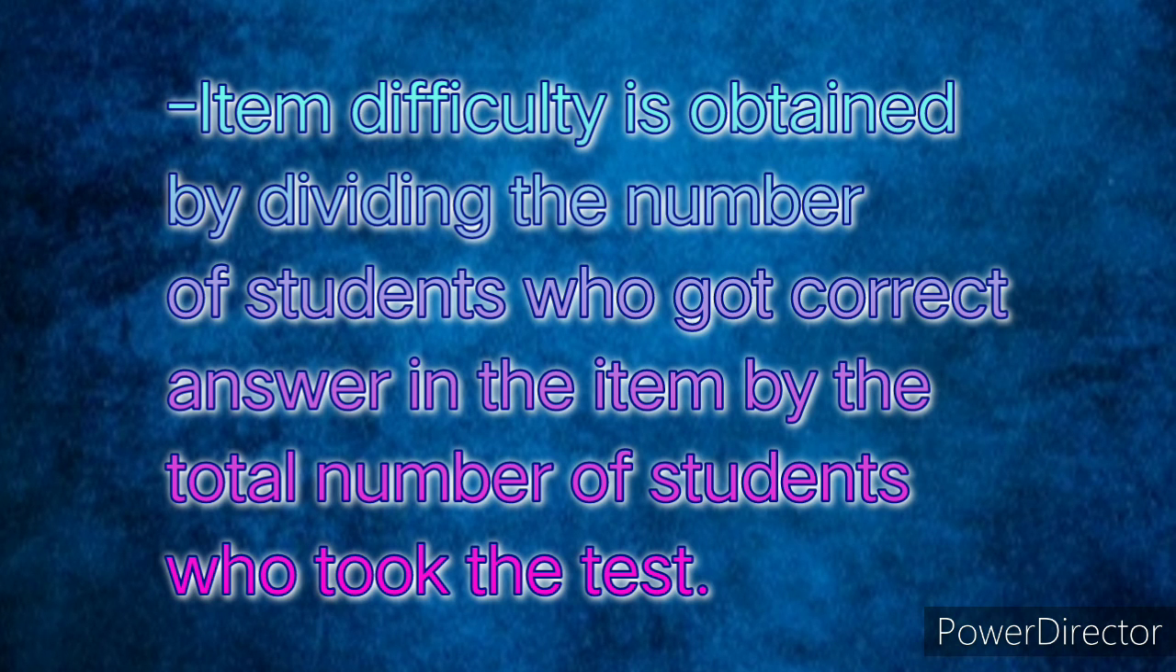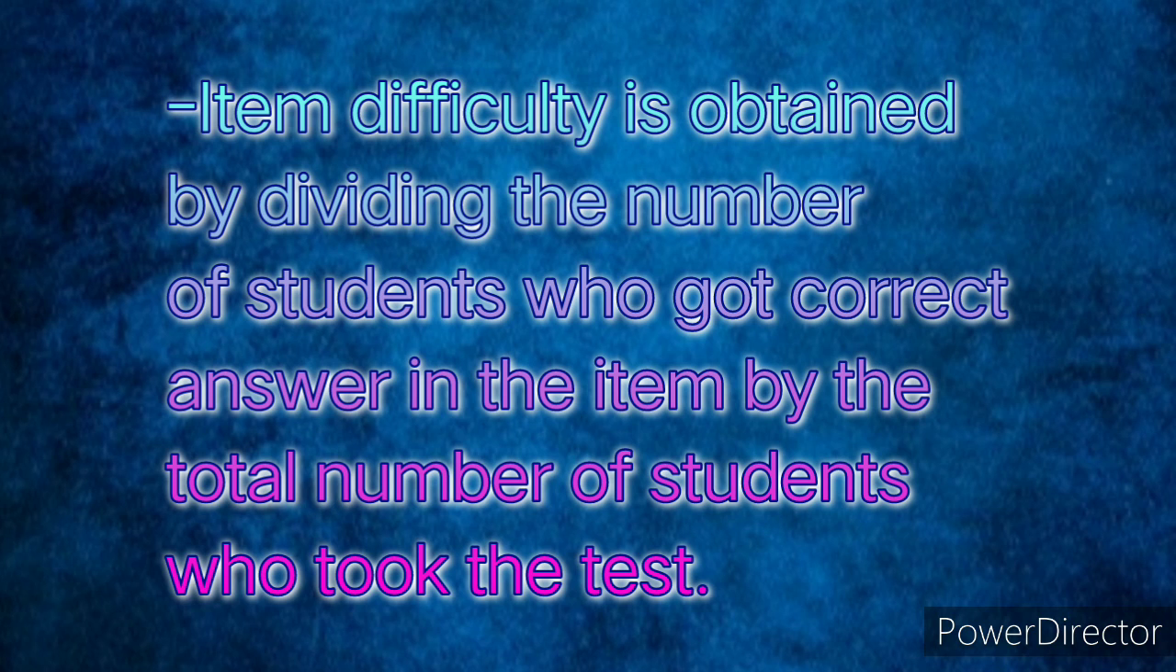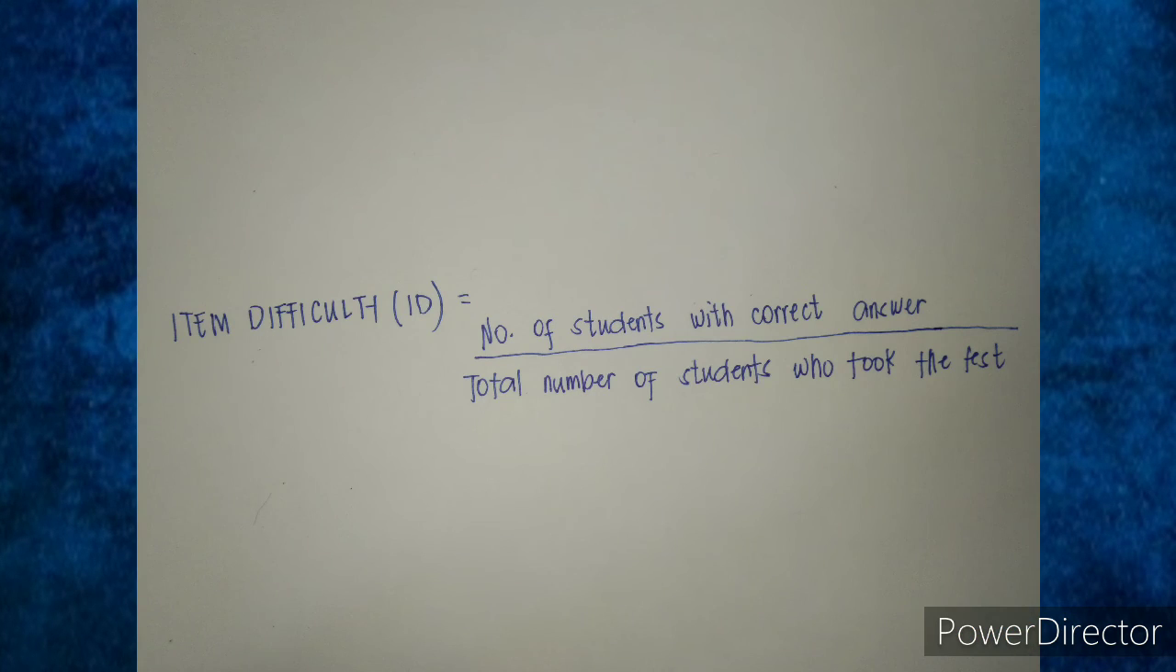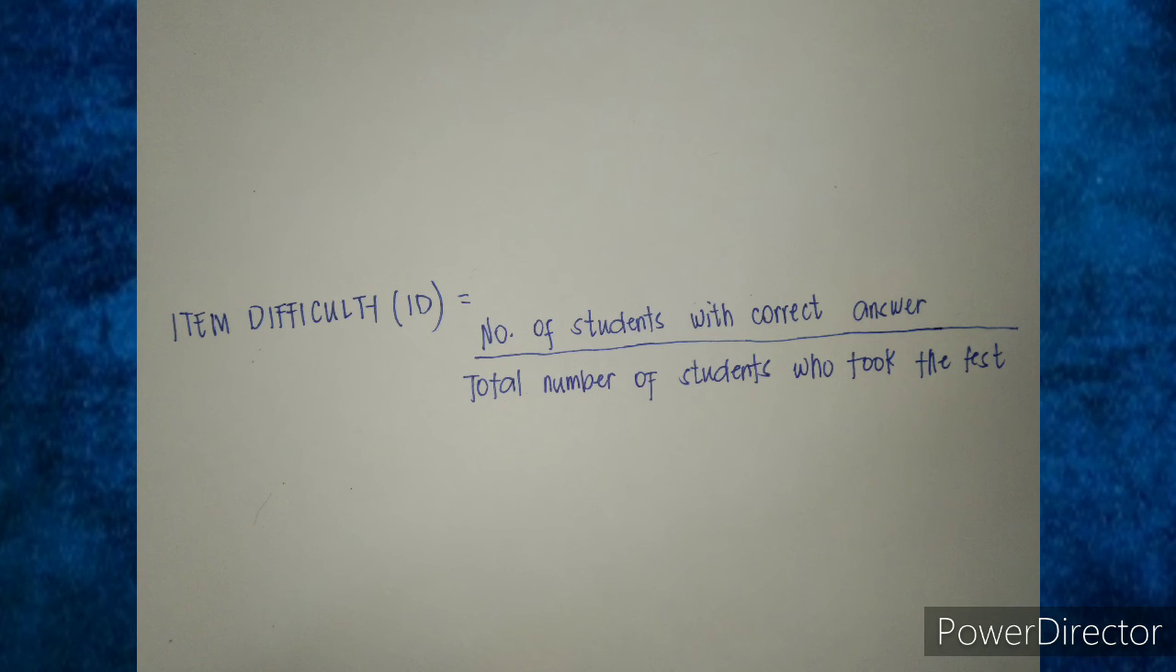In the usual way, item difficulty is obtained by dividing the number of students who got the correct answer in the item by the total number of students who took the test. If you want to express it in terms of percentage, multiply the result by 100. So this is the formula. Item difficulty, or ID, equals number of students with correct answer over total number of students who took the test.